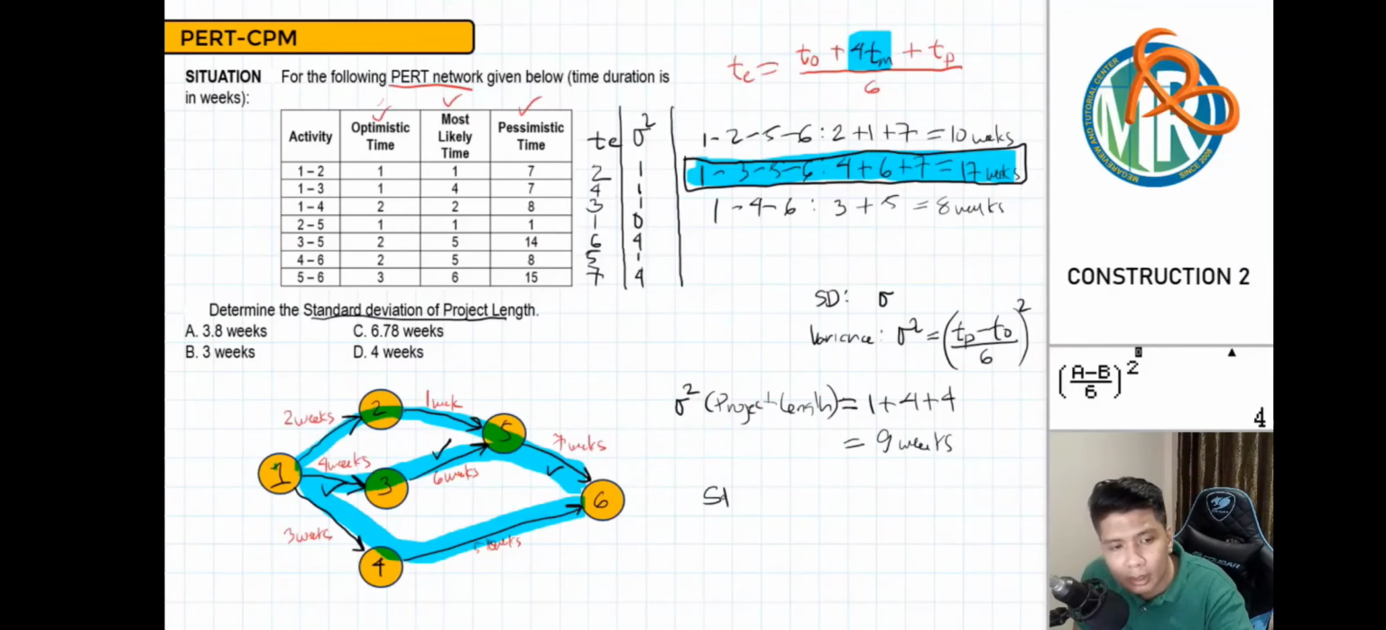That's your variance. But we are asking for standard deviation. So yung variance, that would be square root of 9. And this will give us 3 weeks. So this would be your answer for number 13. Ito yung ating standard deviation.